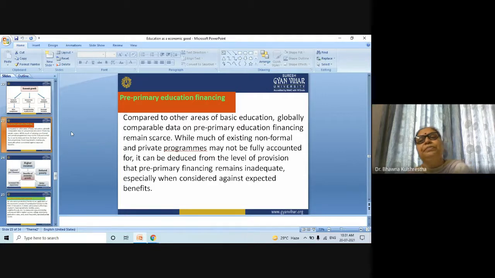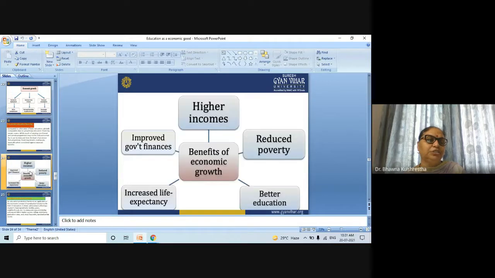And the next point, the picture is shown, benefits of economic growth.